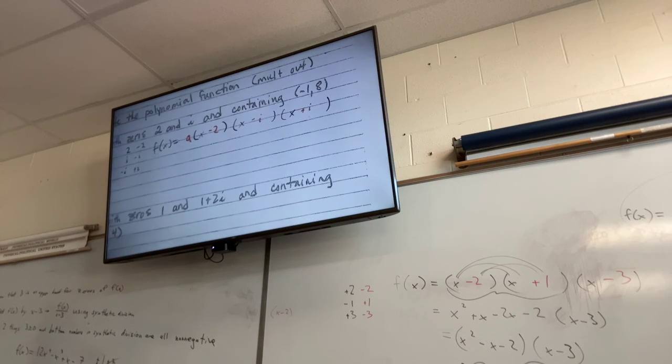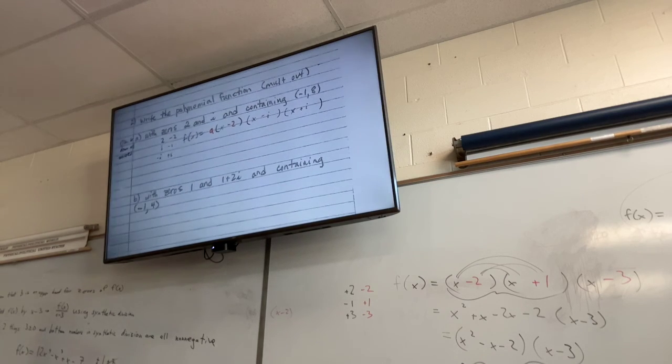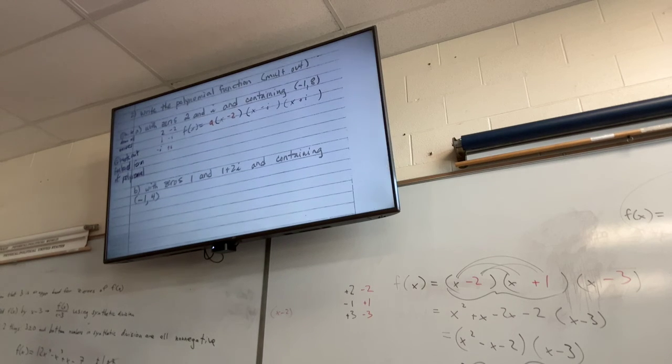So we've got to figure out what. So we did that. We wrote down all the zeros. We wrote out the factored form of the polynomial. You see, we just did that just like we did on the homework, except we included a variable A right here. So put an A in front of everything.